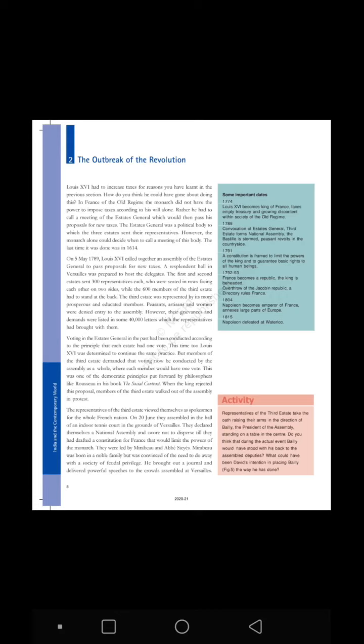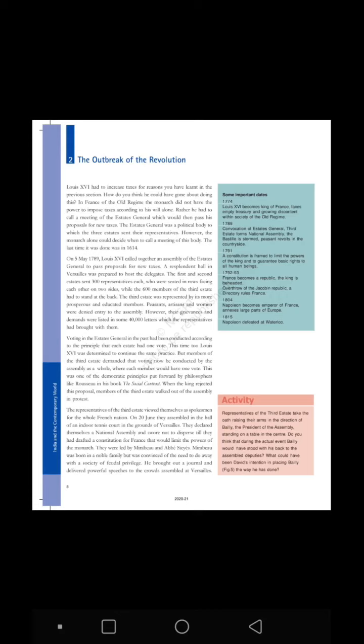In France of the old regime, the monarch did not have the power to impose taxes according to his will alone. Rather, he had to call a meeting of the Estates General, which would then pass his proposals for new taxes.